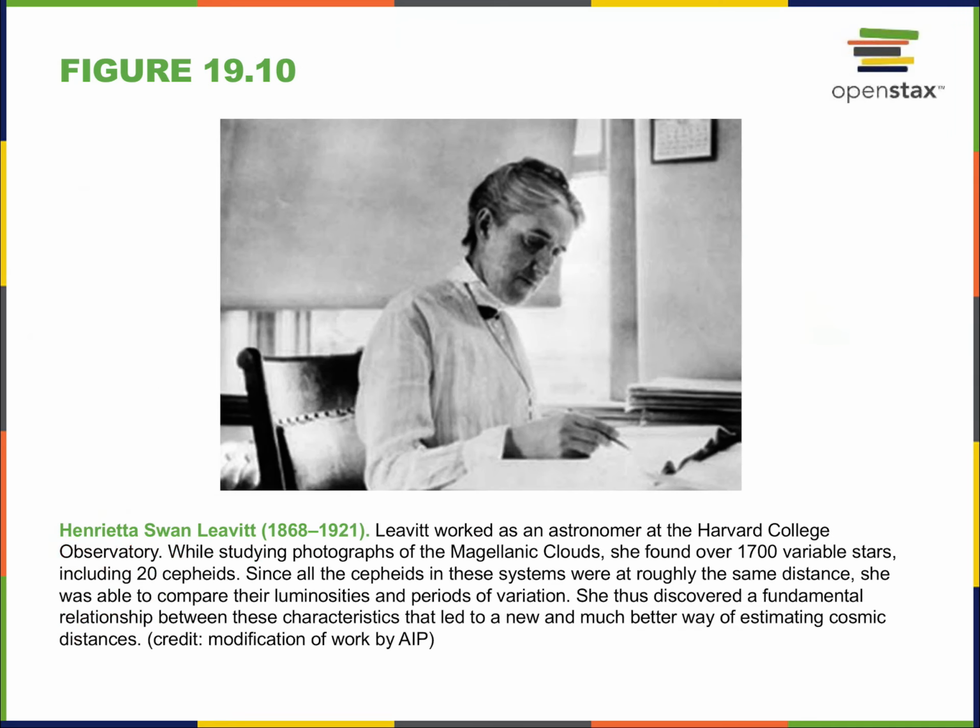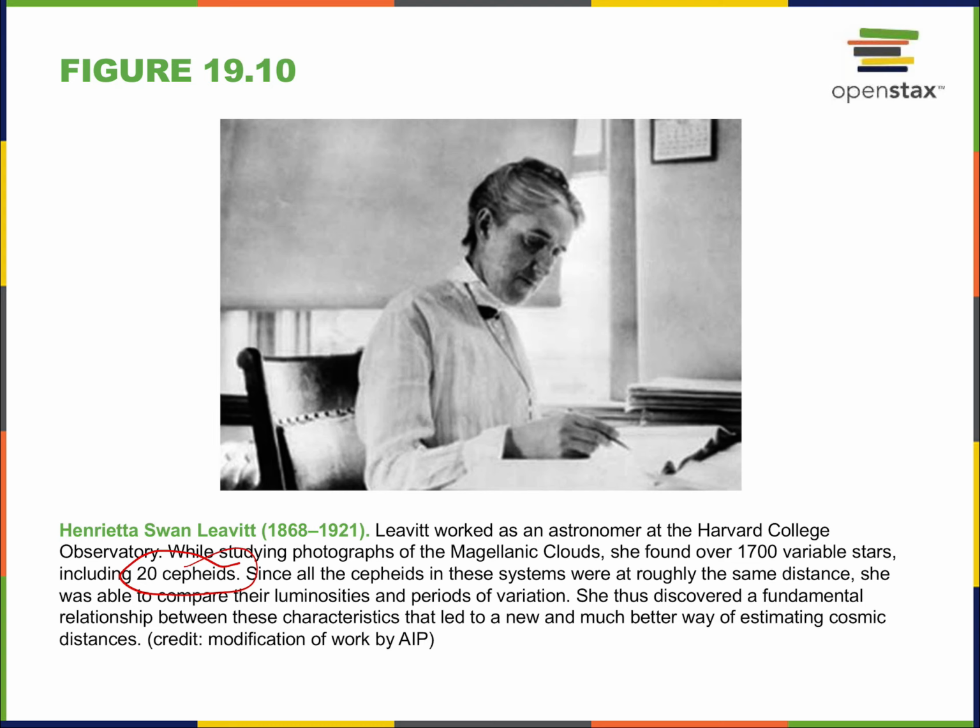Okay, so here's a big historical figure that made some breakthroughs with cepheid variables. Leavitt worked as an astronomer at the Harvard College Observatory. I'm just going to read this to give you the background. While studying photographs of the Magellanic Clouds, that was that introductory photo for the set of slides here, she found over 1,700 variable stars, including 20 cepheids. Okay, just that one type of variable star. Since all the cepheids in the system were roughly at the same distance, she was able to compare their luminosities and periods of variation. She thus discovered a fundamental relationship between these characteristics.